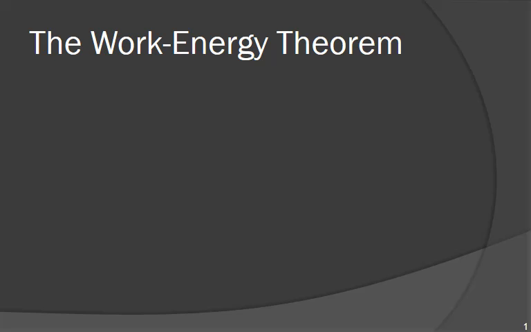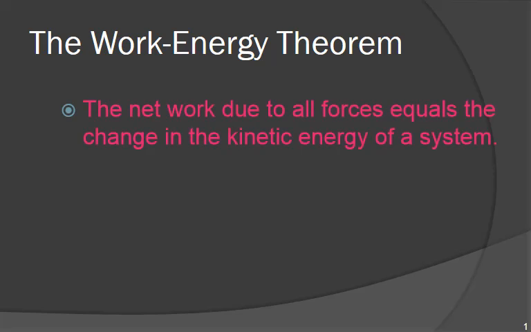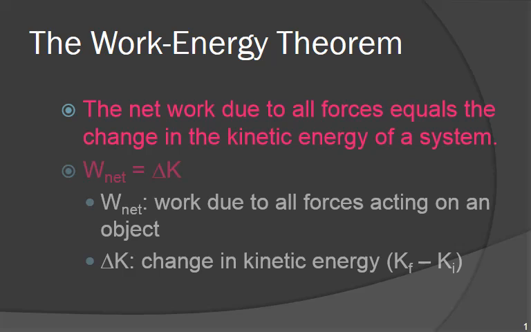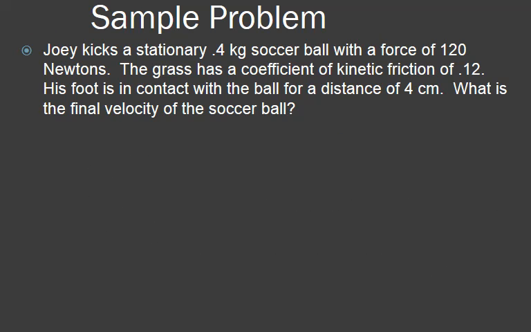And then if you remember with work, the work energy theorem, the net work will equal the change in kinetic energy of a system, and the net work is the total amount of work, and then the change in kinetic energy is kinetic energy final minus initial, and we can get that. So let's practice this one here. Joey kicks a stationary soccer ball with a force of 120 newtons. Coefficient of friction is 0.12. His foot is in contact with the ball for 4 centimeters. What is the final velocity of the soccer ball?